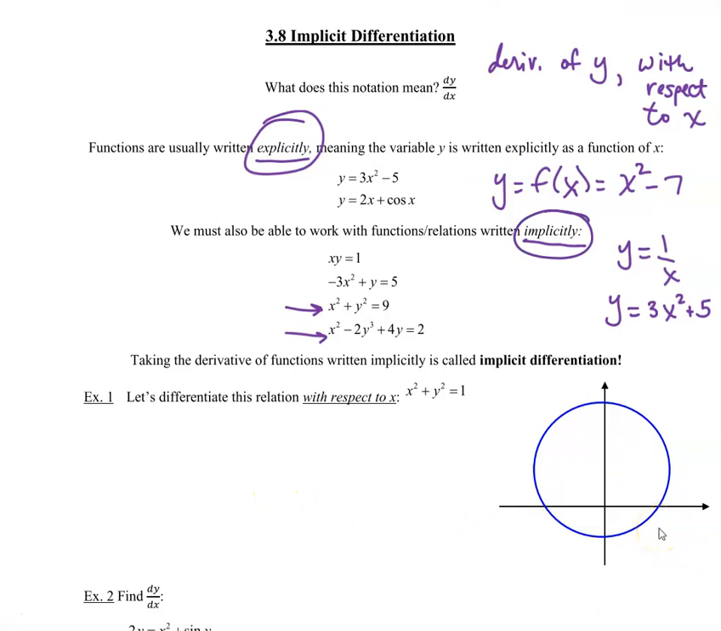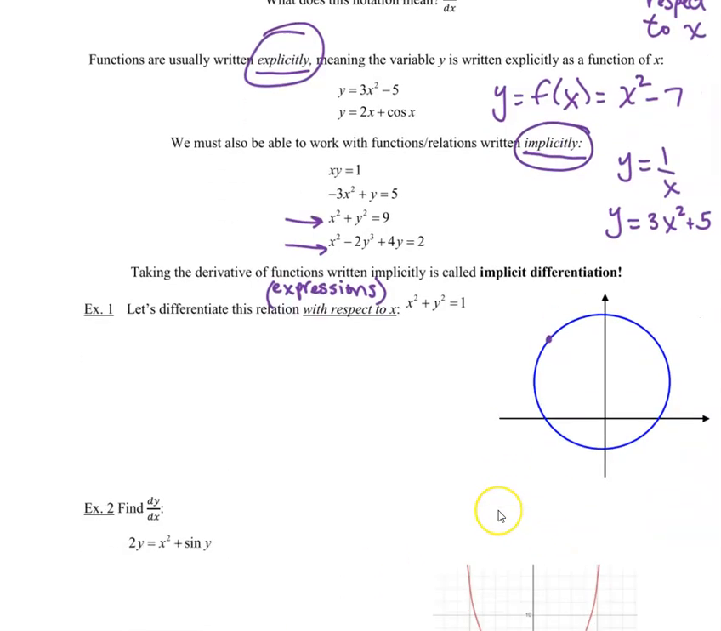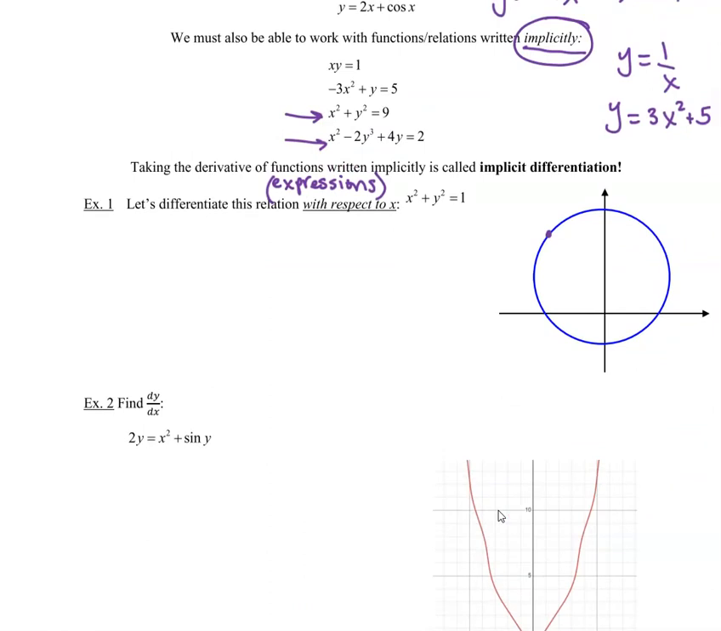And so taking the derivative of functions, and I should really be more broad here and say any equations or expressions that are written implicitly, because they're not always functions, that's called implicit differentiation. And this still tells us what the slope of the tangent line is at any given point. Take number 1 here. We have a circle, x squared plus y squared equals 1. I still need to have the ability to find the slope of tangent lines at different locations on the graph. And so that means I still need to know how to get the derivative.